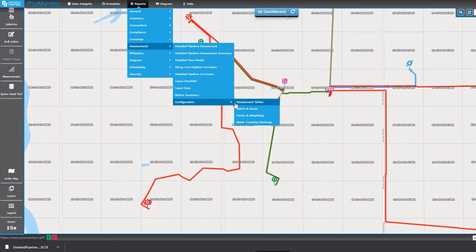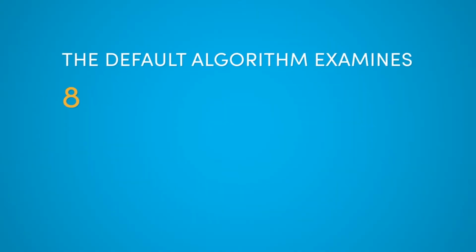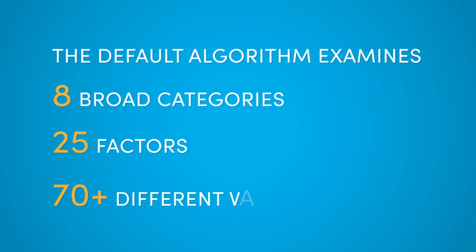ProMonitor Integrity's risk assessment is fully customizable. This allows you to adjust and modify the algorithm to meet the needs of your specific assets. The default algorithm examines 8 broad categories, with 25 factors incorporating over 70 different variables.